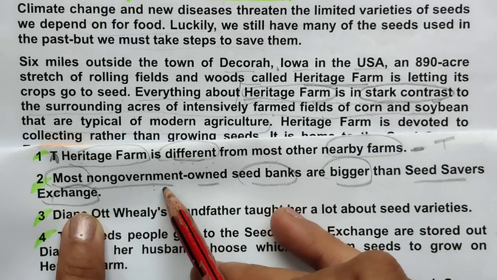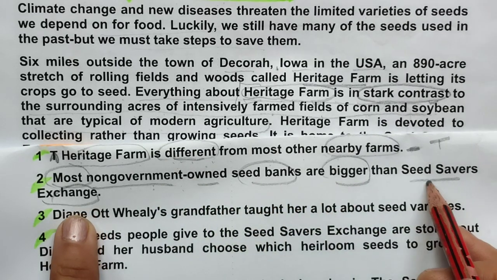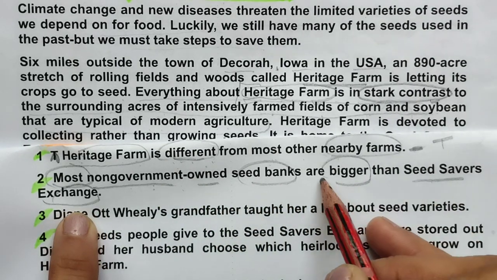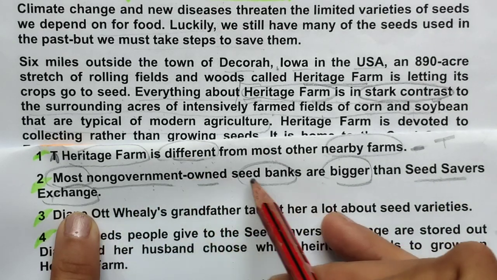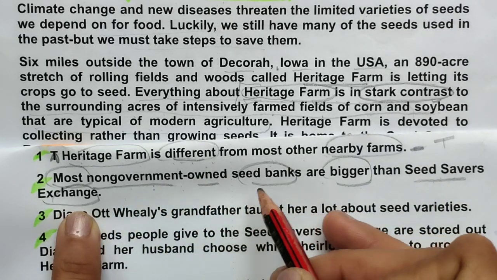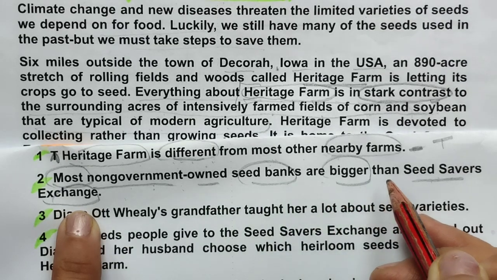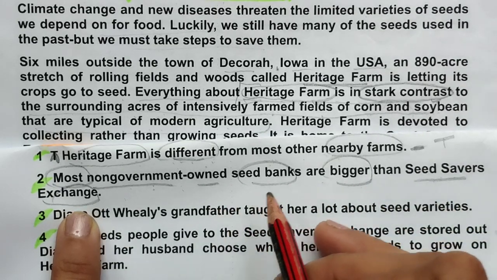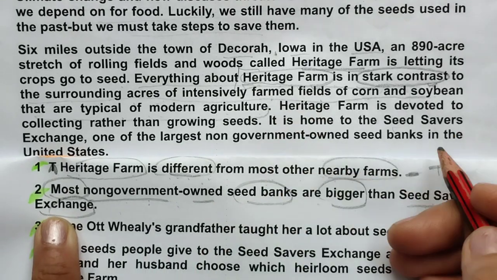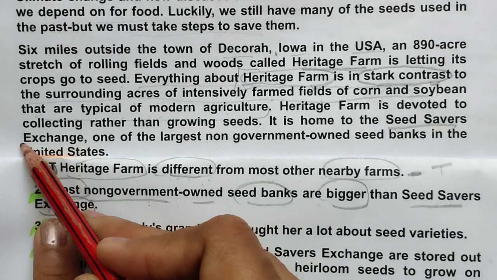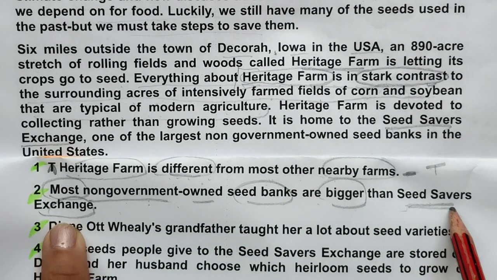If these non-government seed banks are bigger than seed saver exchange, then true. If it is smaller than seed saver exchange, then false. And if they are not talking about non-government owned banks, whether it is bigger or smaller or what size they are, then it is not given. So here seed saver exchange word I can see here, that I have underlined.